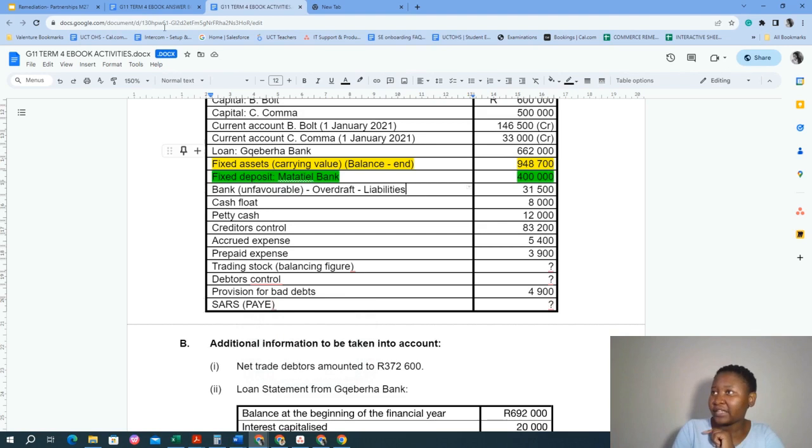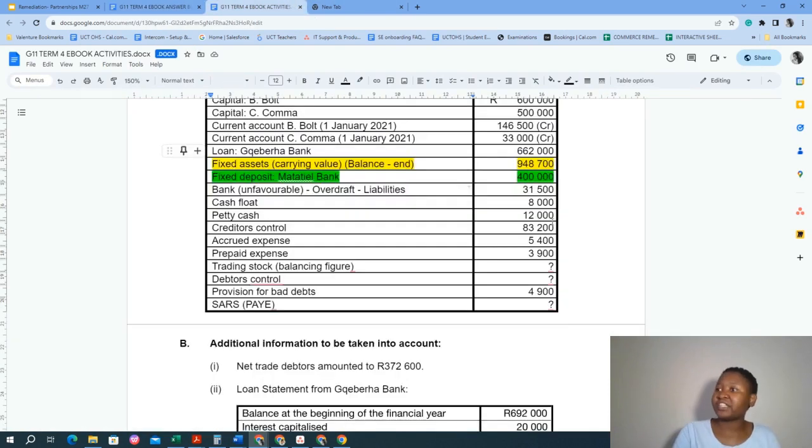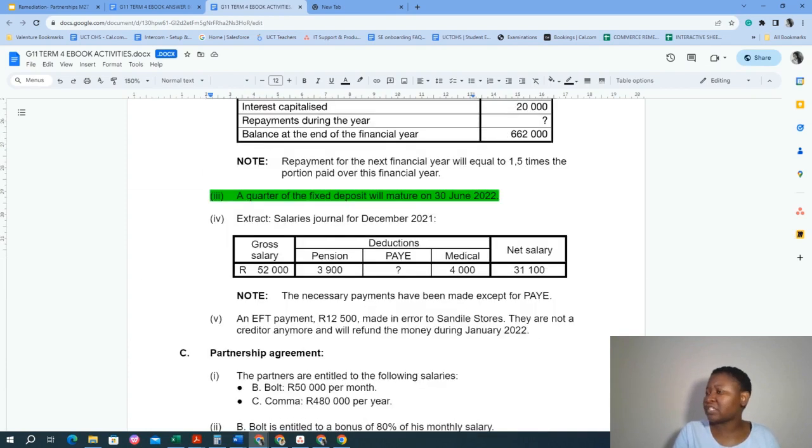You get it? So the pay as you earn here will be part and parcel of our trade and other pay. So SARS payee. Sometimes you'll find out that you might have to adjust this one because there might be additional information around the pay as you earn. Like, for example, it happens that some of the employees had not been accounted for. Here, we have extra salaries general for December 2021. And then they're telling us that this necessary payment has been made except for payee. So everything else has been paid for, but the pay as you earn has not been taken into account. You get it?